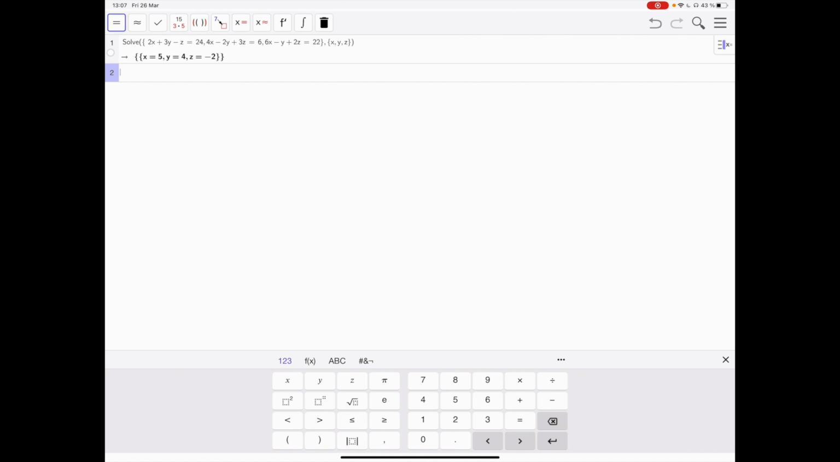You have to go to CAS, Computer Algebra System View. Okay, so you have to choose that one, then this solve option is available for you. Yes? Can we use this on the test?